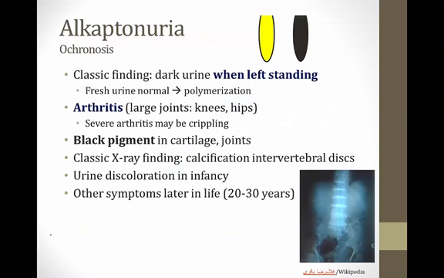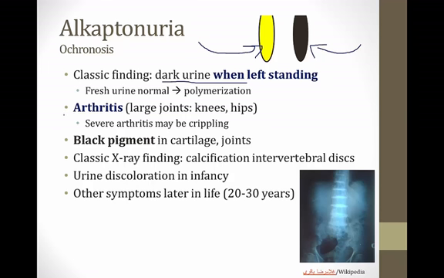A classic finding in children born with alkaptonuria is dark urine when the urine sample is left standing. So if you take a urine sample from a child and it is fresh, it will look yellow as you would expect, but after the sample has been left standing for a while, it will start to turn dark, and that's because those HGA molecules are polymerizing and forming dark pigment inside of the urine sample.